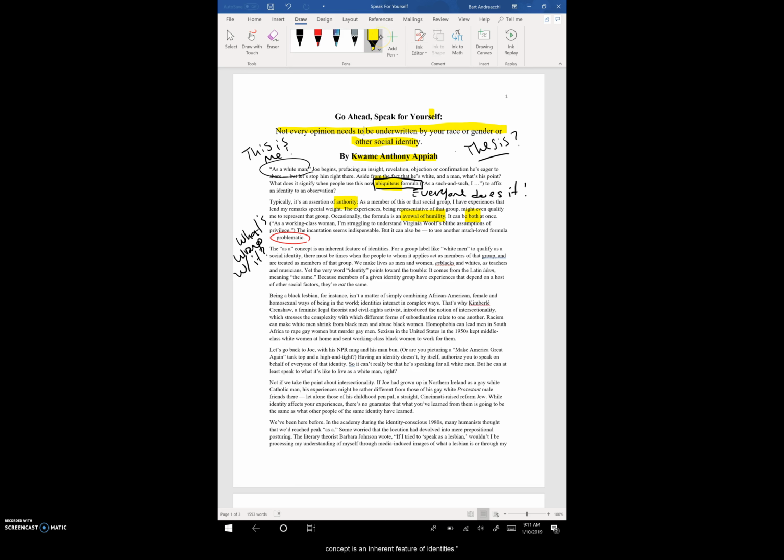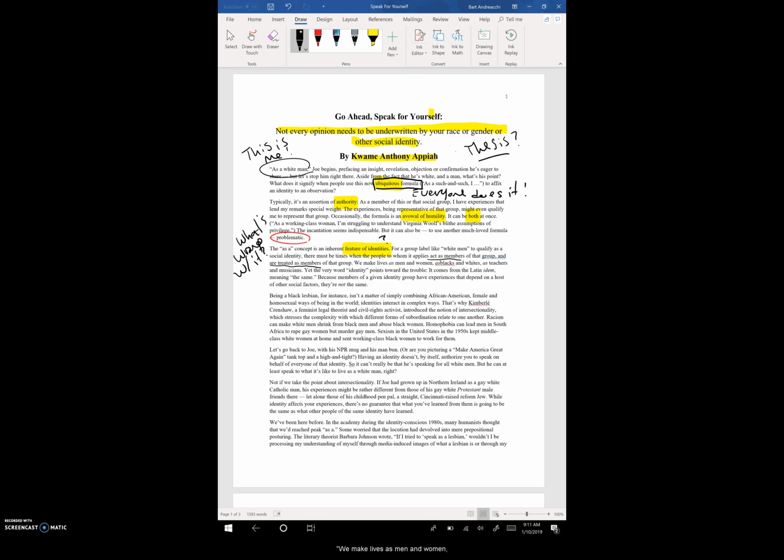Now, the "as a" concept is an inherent feature of identities. That word identity seems like an important one, so I'm going to highlight it. For a group label like white men to qualify as a social identity, there must be times when the people to whom it applies act as members of that group and are treated as members of that group. You have to act like a white man and be treated like a white man, whatever that means.